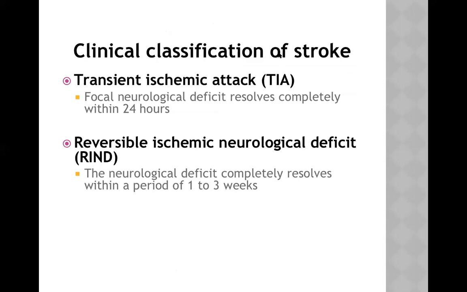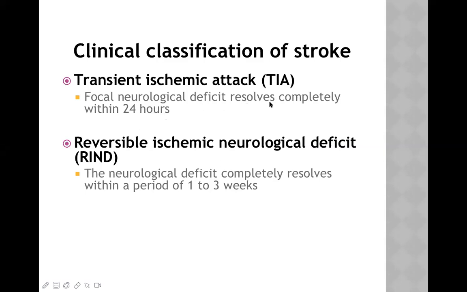Another type of classification for us is clinical classification. Now, clinical classification would be transient ischemic attack, TIA, the first one. See here, the term itself suggests transient, meaning it is for a short duration, and that is within 24 hours. So whatever deficit has occurred, it will completely resolve within 24 hours. This is called TIA.